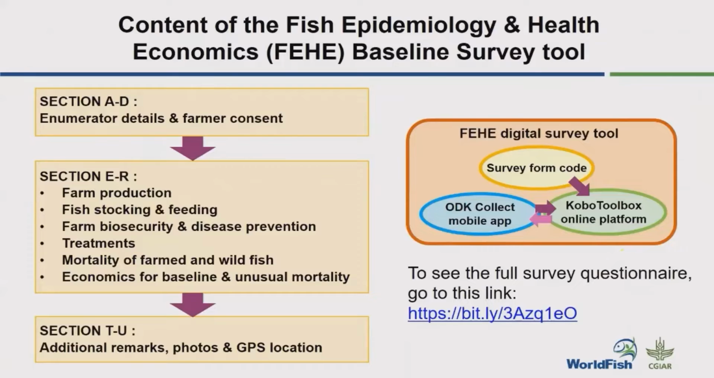The questionnaire is a cross-sectional survey which comprises of the sections shown here. Sections A to D begin with the enumerated details and farmer consents. Sections E to R covers farm production, fish stocking and feeding, farm biosecurity and disease prevention, treatments, mortality of farmed and wild fish, and the economics for baseline and unusual mortality. Sections T to U are for providing additional important information that might not have been captured earlier and allows users to submit photos and GPS location from the survey site.